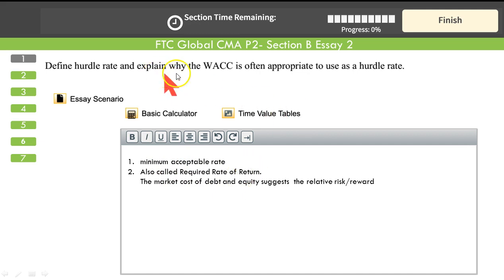Next, it says why the WACC is often appropriate to use as a hurdle rate. Very simple reason. The company doesn't use a single source of finance. We have 4 different sources of finance, namely equity, which you call common stock, retained earnings, preferred stock, and debt. Since we have multiple sources of finance and each source has its unique cost, we have to use the weighted average cost of all these funds.